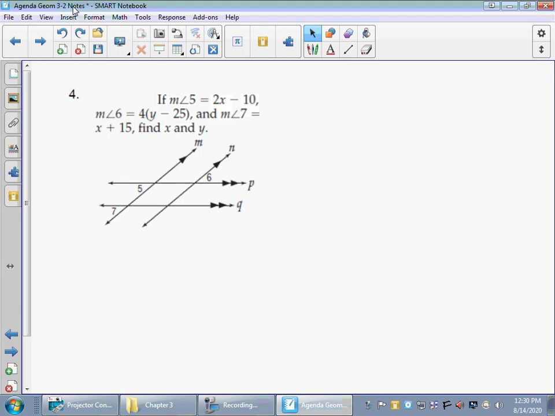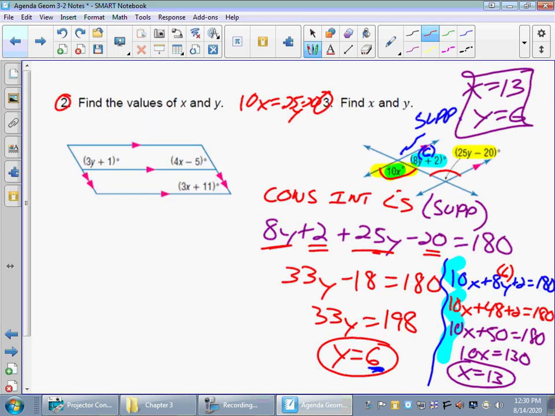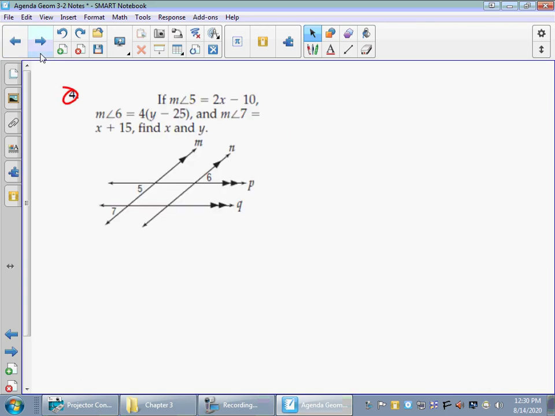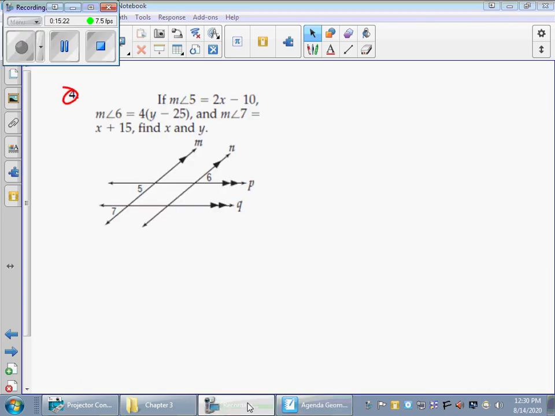So try to work on number 2 and number 4 on your own. Try to do that. If you struggle with it, that's okay. We'll handle it tomorrow or the next day in class, and we'll deal with it. Okay? Until then, that's it for section 3.2, and we will see you next time.